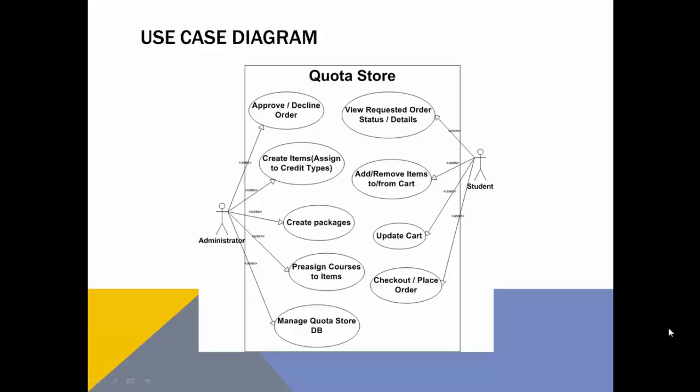Once a credit type is defined, the administrator can create items which the users can request. These items must be associated with a credit type. Once the item is created, then the student can go into the QuotaStore and request it. The administrator then approves or declines the request.